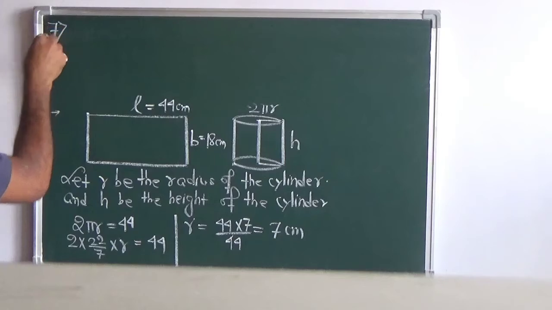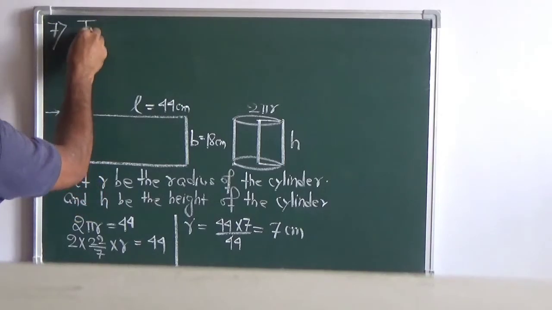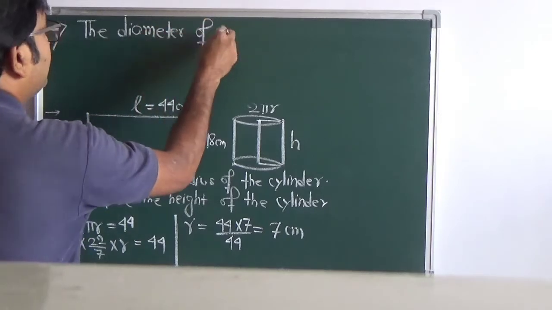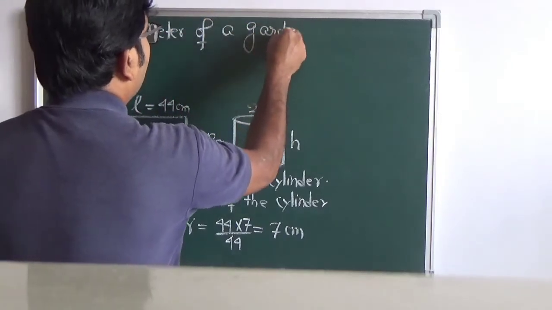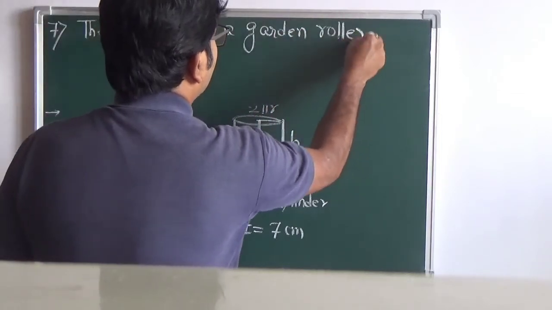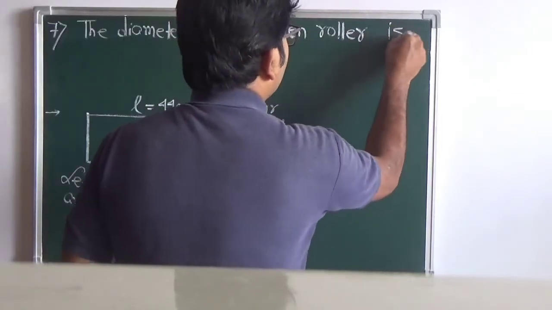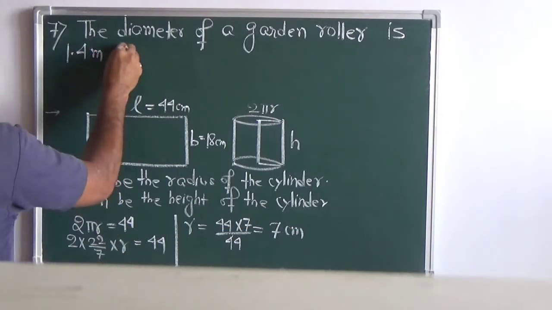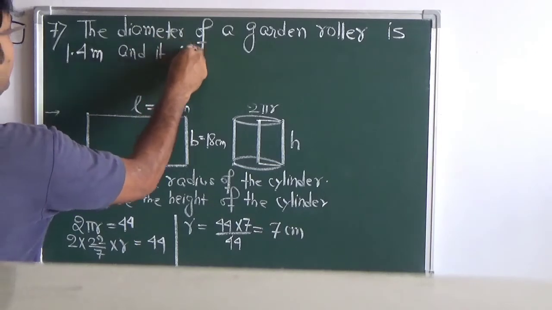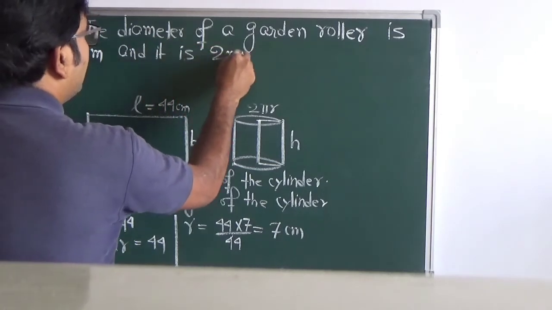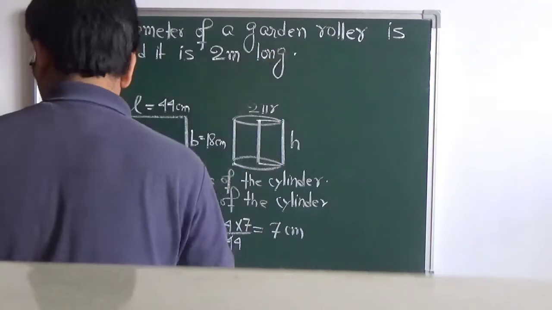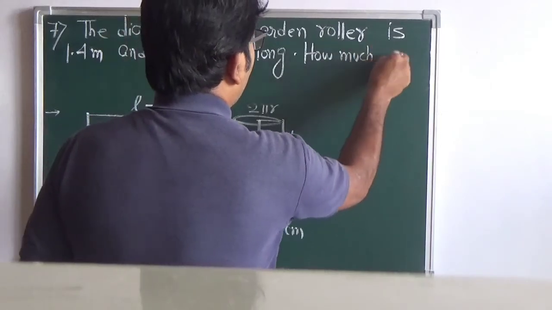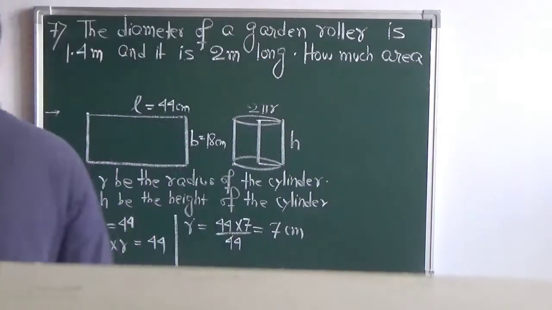Question number 7. The diameter of a garden roller is 1.4 meters and it is 2 meters long. How much area will it cover?